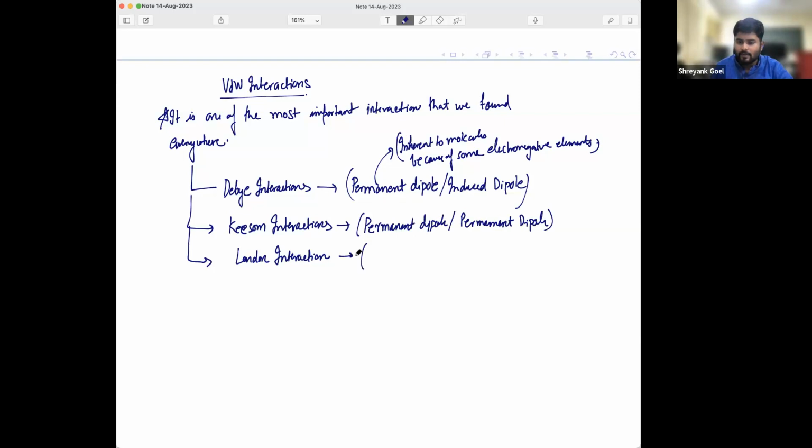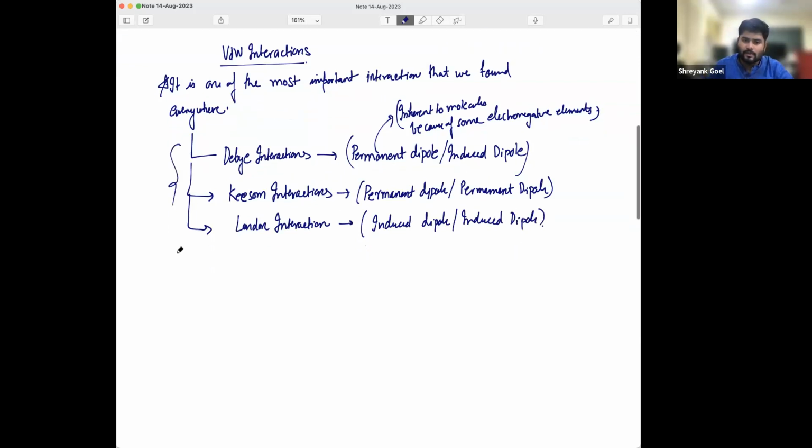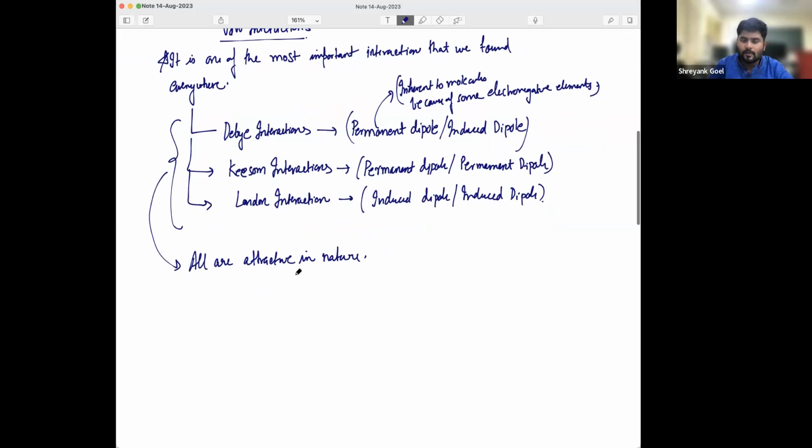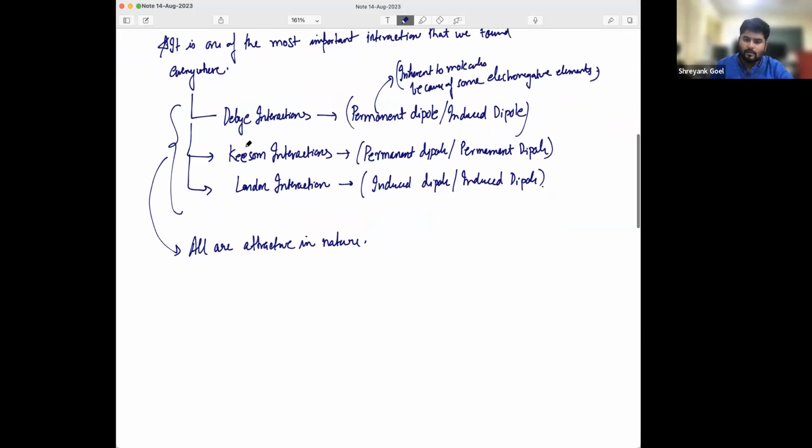And in the case of London interaction, it is induced dipole and induced dipole. The important thing about all these interactions is that all are attractive in nature. So that is one of the key things about these interactions.